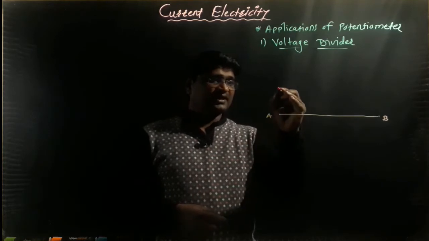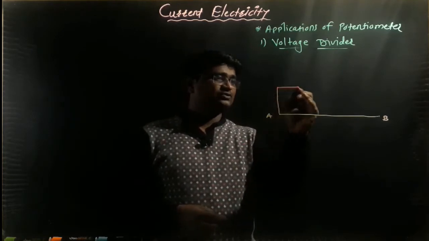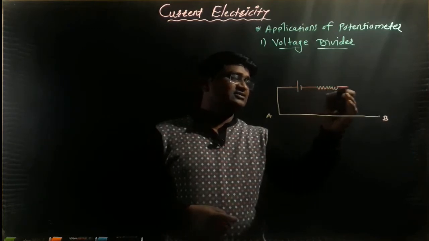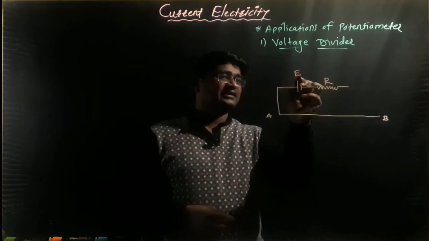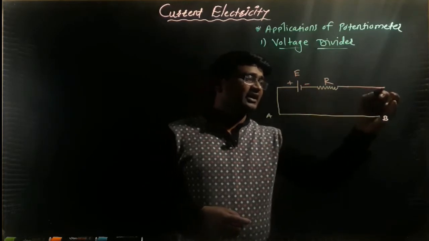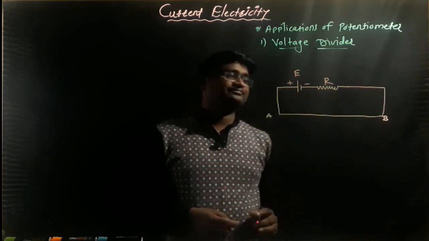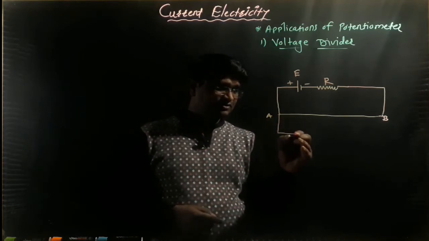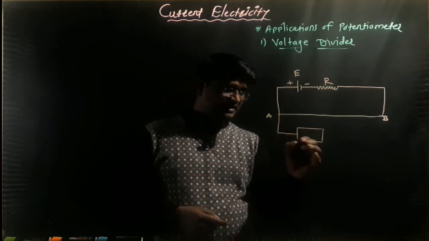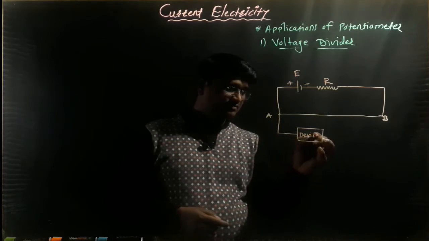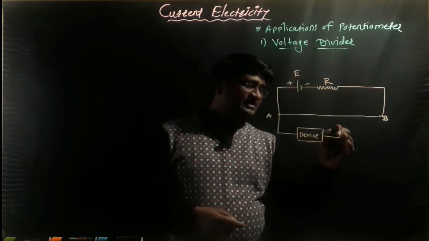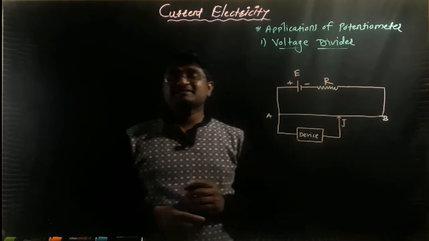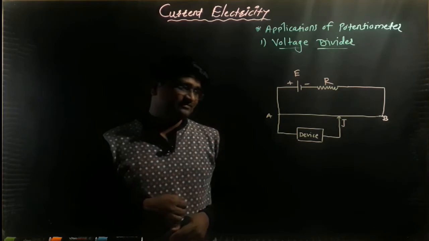Its end A is connected to the positive terminal of the cell. Its resistance will be denoted by R. This is the cell E, with positive and negative terminals, and its negative end is connected to B. Imagine that the positive terminal is connected to the device. Okay, this is a device, and the other end of the device is connected to the slider. And we know that this slider is the jockey.